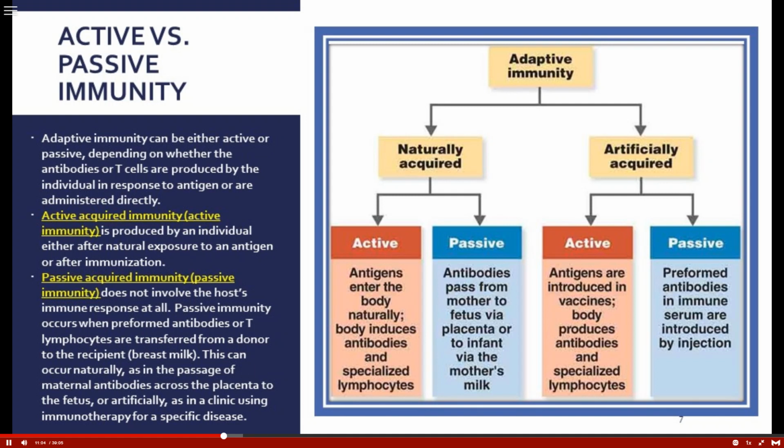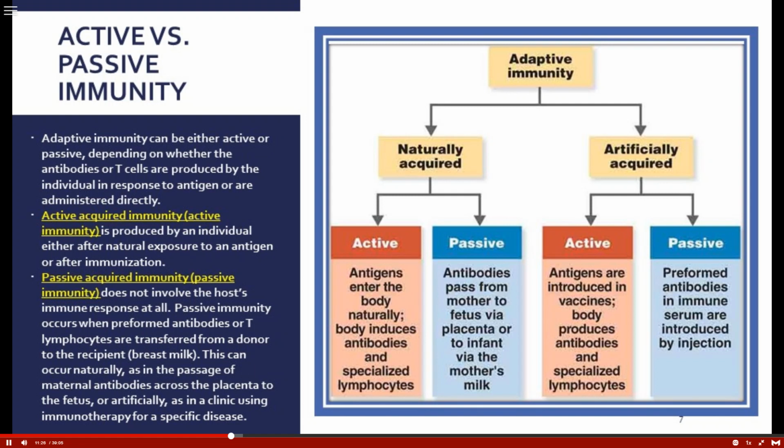So active acquired immunity is produced by an individual either by natural exposure, such as a common cold. The problem with the common cold is it keeps mutating, and I don't know how many different viruses there are for the common cold, but let's say you get a cold, you'll never get that same kind of cold.